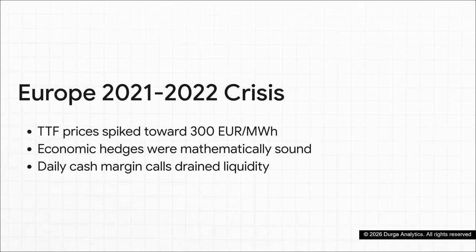But here was the fatal flaw. The exchanges called variation margin in hard cash daily against those exchange losses. The physical gain was just unrealized value on paper, but the margin call demanded cash today. This massive timing mismatch created multi-billion euro liquidity gaps that drained cash reserves and forced huge state bailouts. It turned a mathematically perfect hedge into a fatal liquidity event.